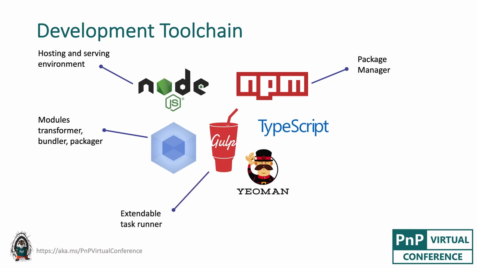Gulp is an extendable task runner that allows you to create execution flows for routines like building the projects, and it also allows us to inject our custom tasks in the SharePoint Framework build routine as well. And if you look at Webpack and Gulp, they are similar to MSBuild in the .NET world. Yeoman is a templates engine based on a generator ecosystem, and you can think of a generator as a template with conditional configuration based on some parameters or prompts.